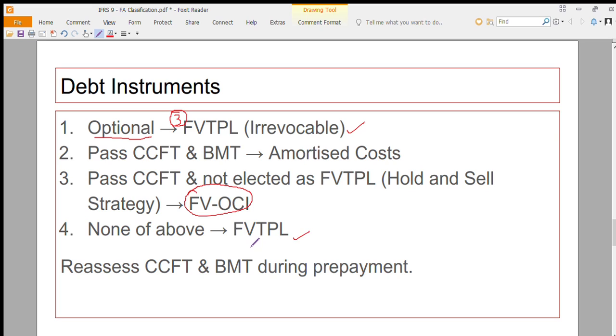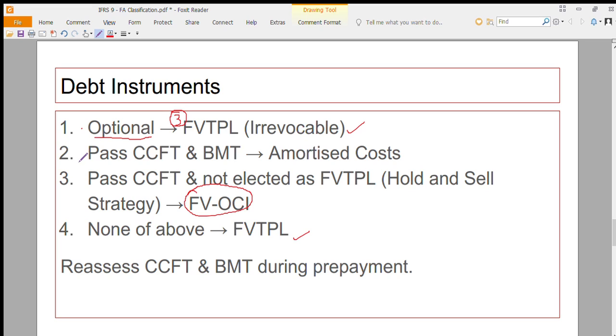Let me quickly recap. You can classify an asset under fair value through P&L. There is always an option. But if you choose to classify an asset here, then you cannot change it for the rest of the life of the asset until you sell it.